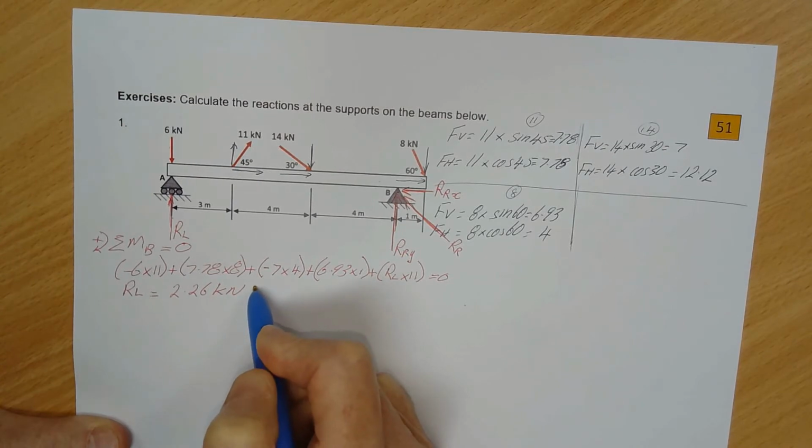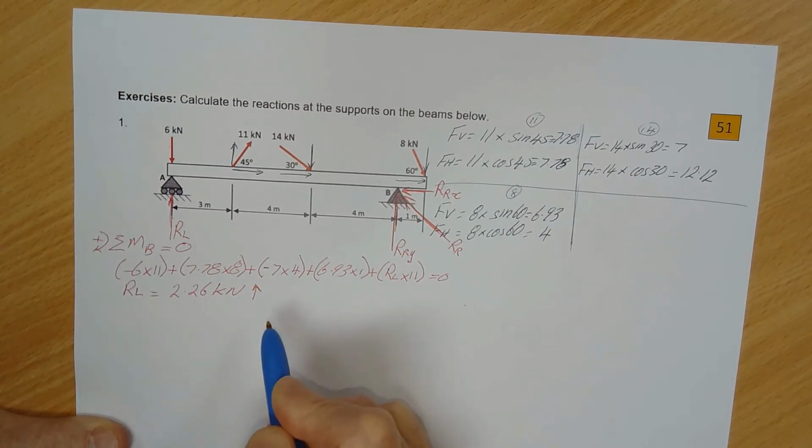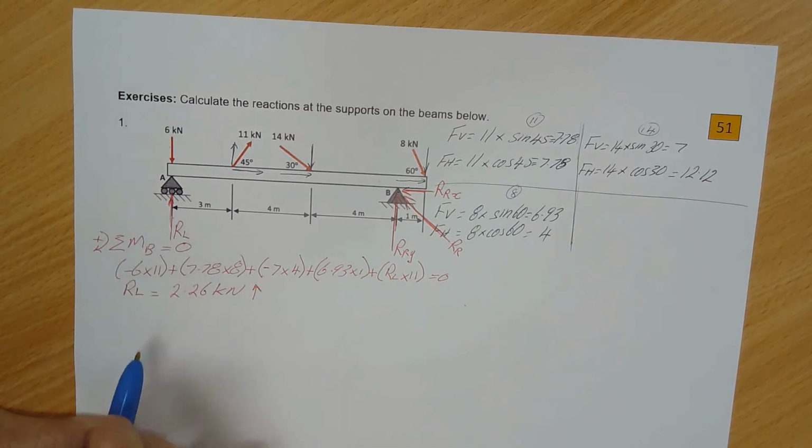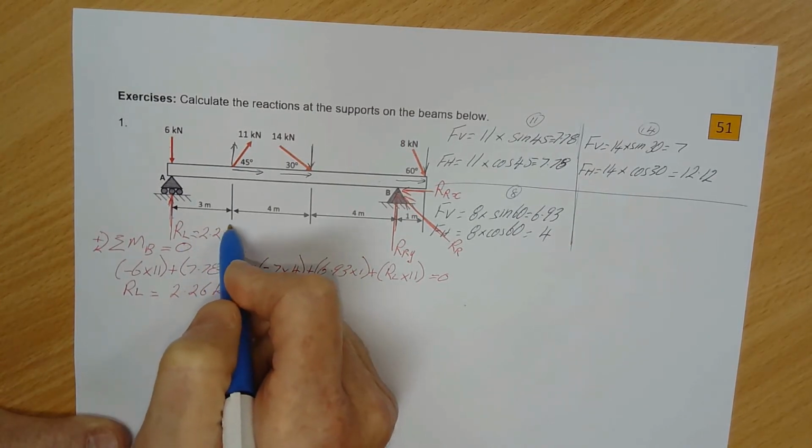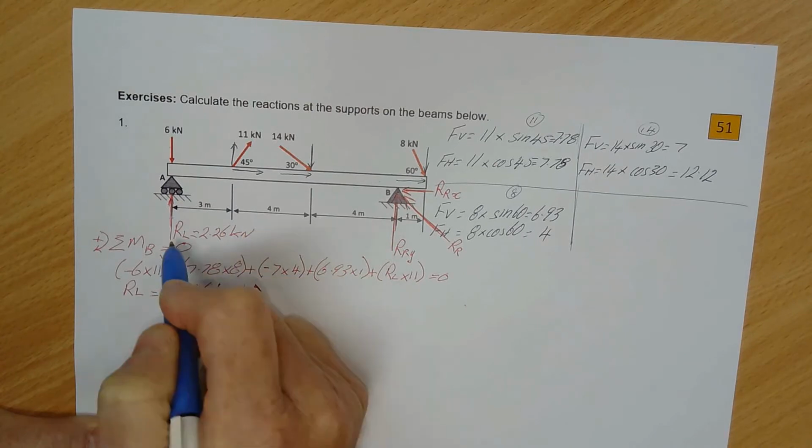And it's a positive value, so it means it is going up. So that's a reaction there. RL is equal to 2.26 kilonewtons going up.